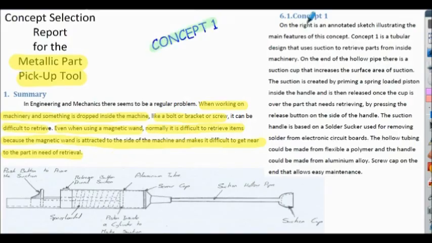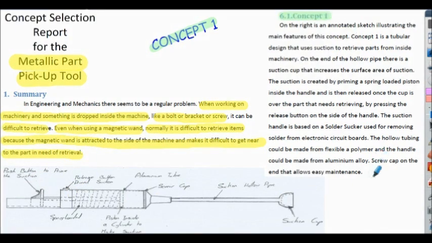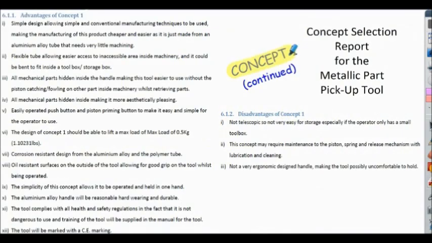Here's concept 1, an annotated sketch of the metallic part pickup tool shown here at the bottom of the slide, and the description for concept 1 shown here, and also for concept 1 of the metallic part pickup tool we have advantages and disadvantages stated. Quite a thorough review of this particular concept, description and pros and cons.